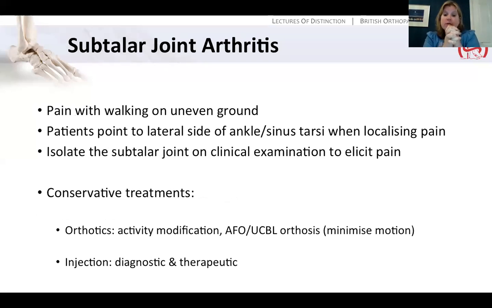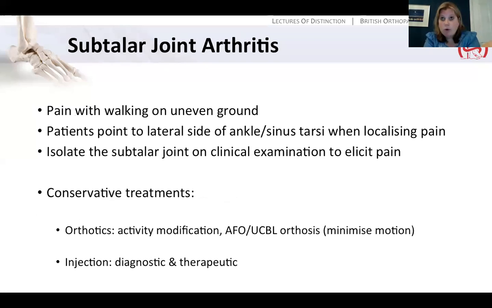So patients are very clear with subtalar joint arthritis that they have pain walking on uneven ground, and they will often gesture to the lateral side of the ankle and the sinus tarsi when they're localizing pain. It's really important to isolate your subtalar joint in clinical examination by holding the talar neck and head and inverting and everting the foot underneath to elicit that pain.